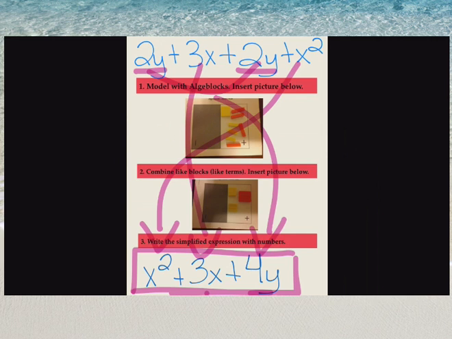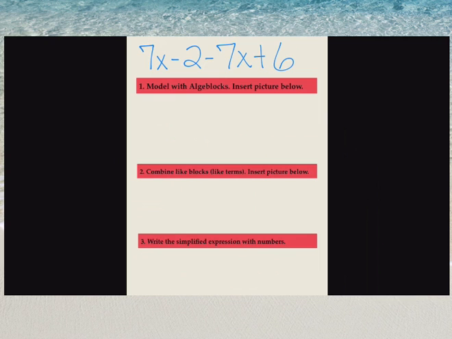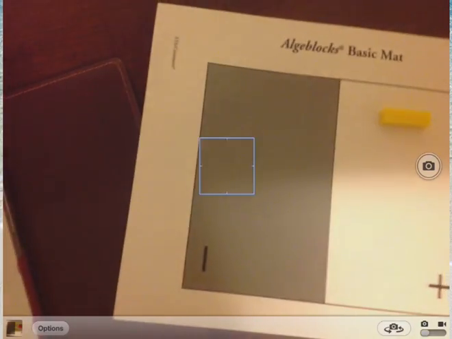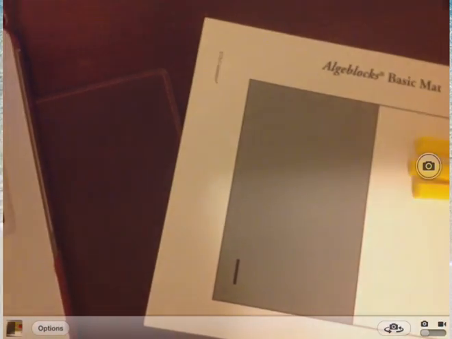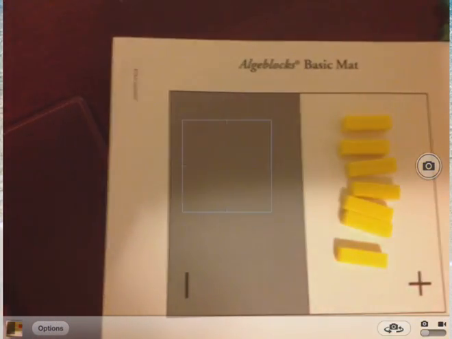Alright, I hope you're starting to get the hang of this, but let's try another one. Here we've got 7x minus 2 minus 7x plus 6. Alright, let's pull up our camera and get that modeled. So we're going to start again with positive 7x. So I've got 1, 2, 3, 4, 5, 6, 7. Okay, so that's our 7x.